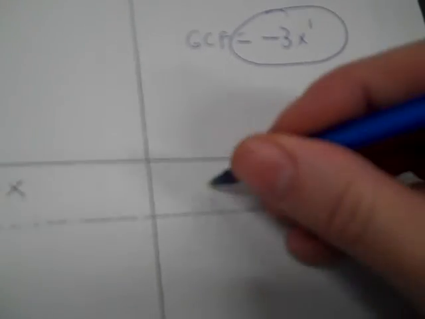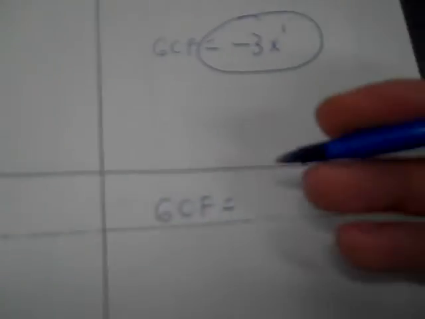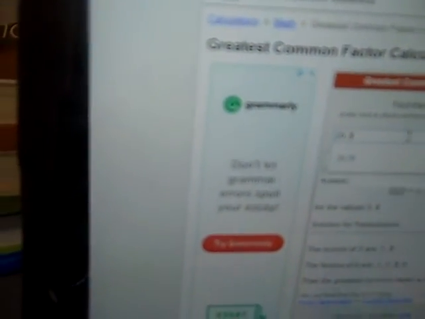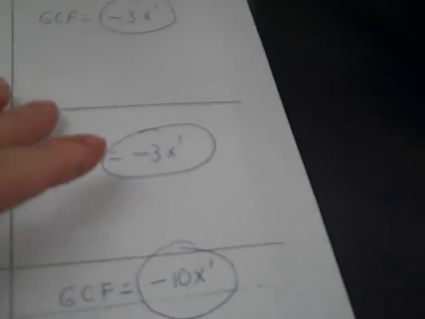Next one, GCF. You have a negative in front. And you have two terms that both contain x of some kind. You have x squared and x to the first. So x to the first is the GCF. Then 20 and 30. So 20, 30. I get 10. Now in the other video, we're going to find out what you actually do with the GCF.